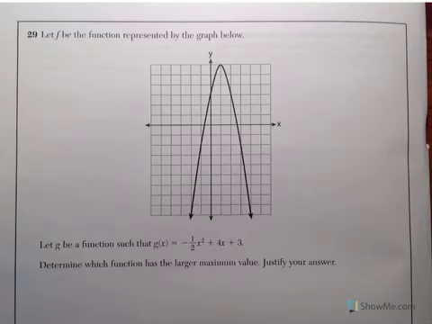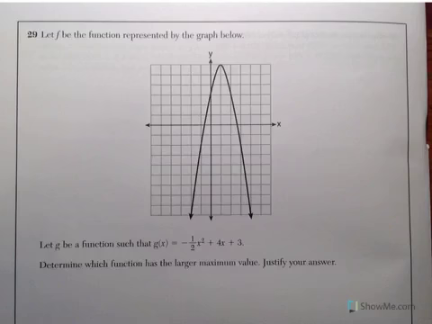Here's August 2014, questions 29 to 32. Number 29 says, let f be the function represented by the graph below. Let g be a function such that g of x equals negative 1/2 x squared plus 4x plus 3. Determine which function has the larger maximum value and justify your answer.